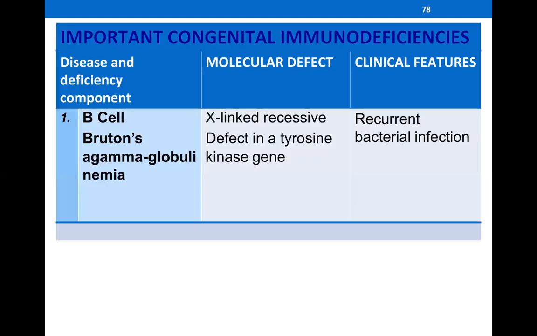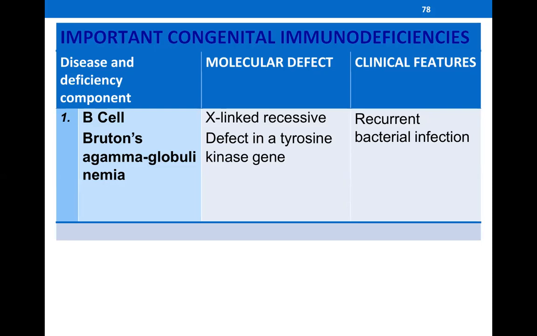Okay. So first, let's discuss an important congenital immunodeficiency affecting your B cell. An example of which is your Bruton's agammaglobulinemia. This is actually an X-linked recessive, wherein the defect is in the tyrosine kinase gene.